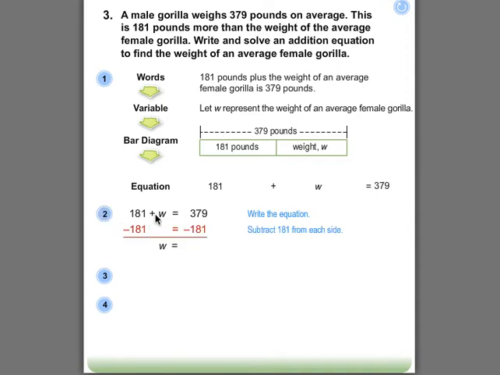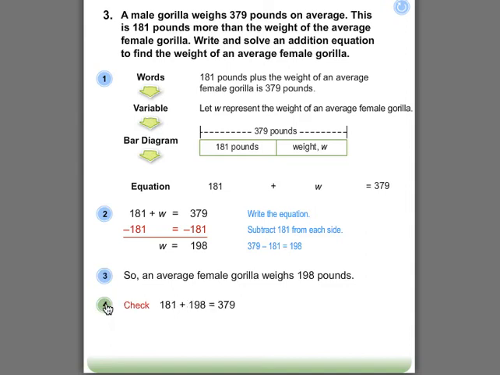Then our goal is to get w by itself. So we're going to get rid of 181 from this side, so we've got to subtract it from this side. w equals 198. So an average female gorilla weighs 198 pounds. Let's check. 181 plus 198, does that equal 379? It does.